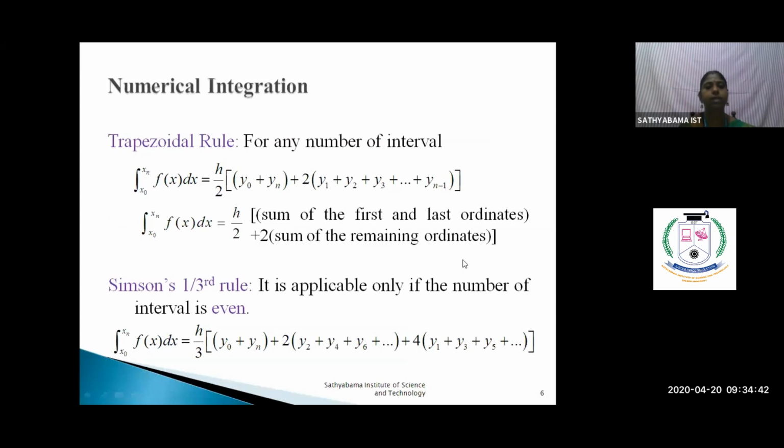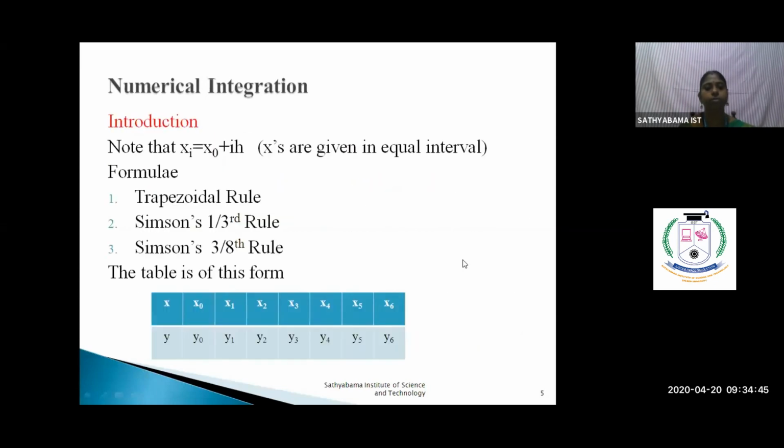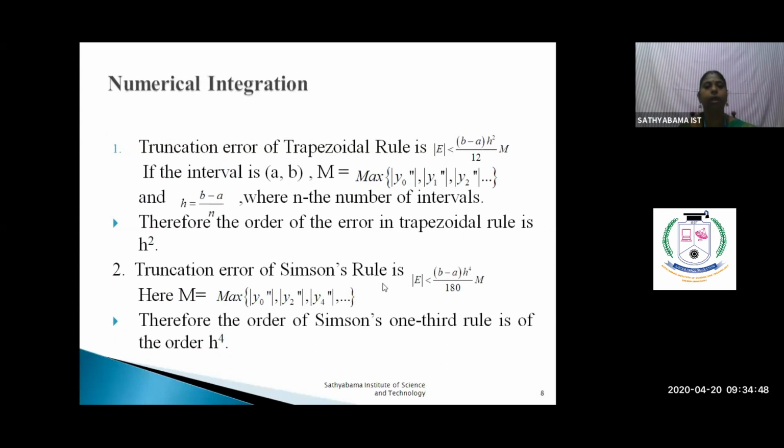So now let us see the trapezoidal rule. First, how we can see the interval: usually, as I said, h should be given in equal interval. h is equal to b minus a by n, where n is the number of intervals, and b and a are the upper limit and the lower limit. Mostly I will tell you what number should be taken for n while doing the problems.